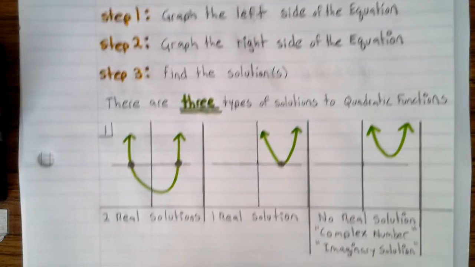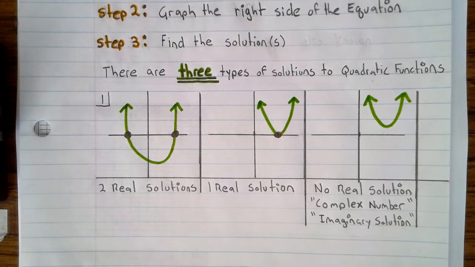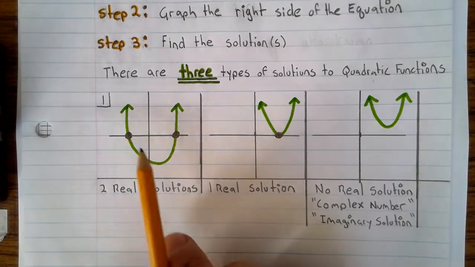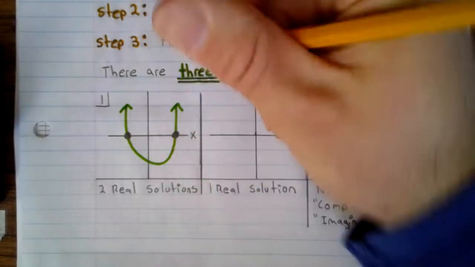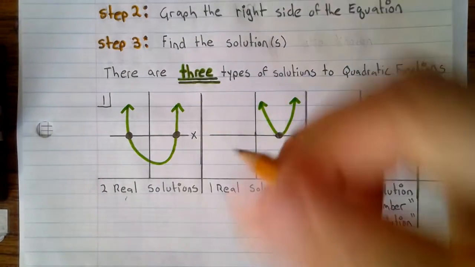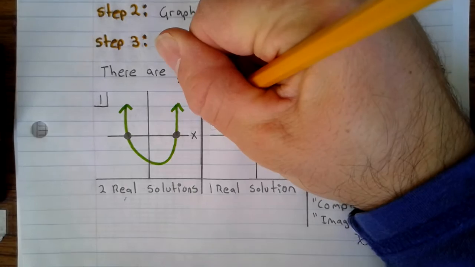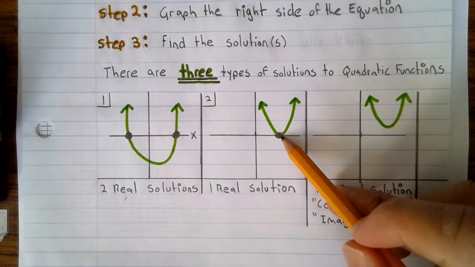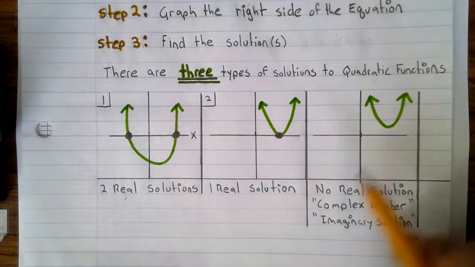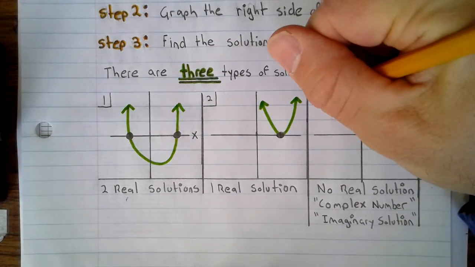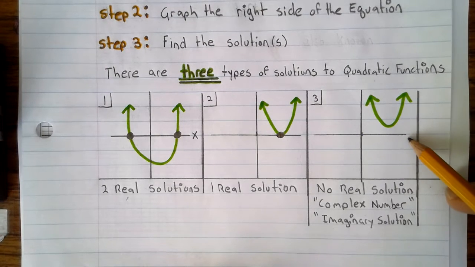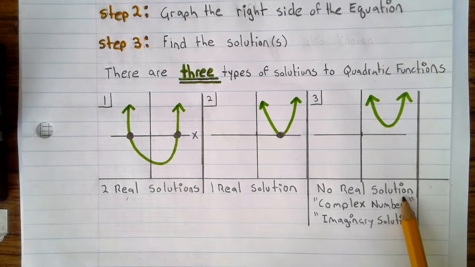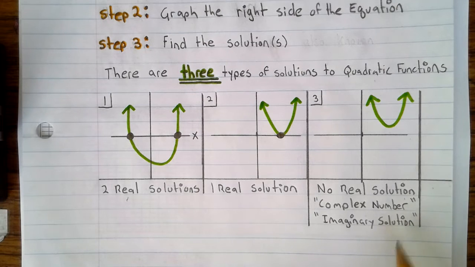All right. There are 3 types of solutions to quadratic functions. The first is when you have 2 points that intersect the x-axis. That's 2 real solutions. Your second solution is when only 1 point touches the x-axis. And your third type of solution is when it does not touch or cross the x-axis at all. So there's no real solutions, or complex number or imaginary solution.